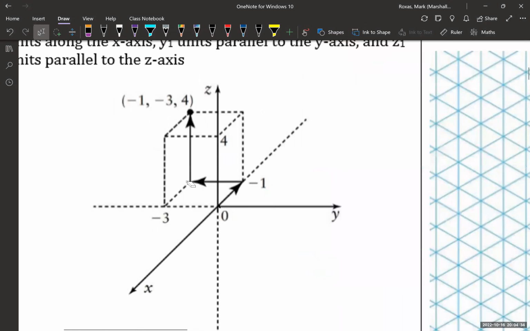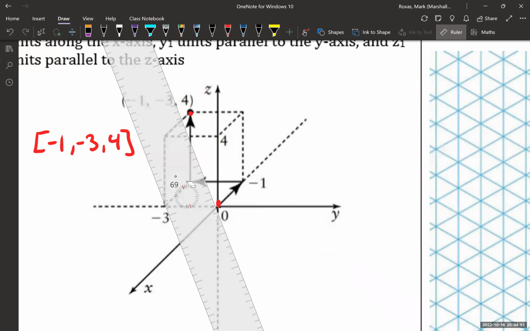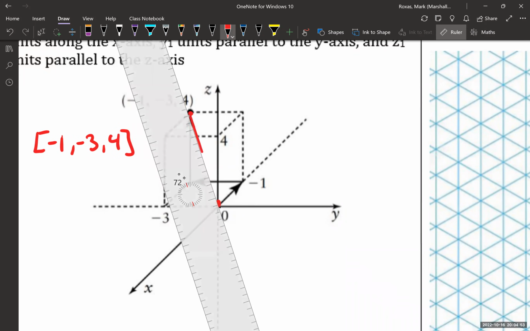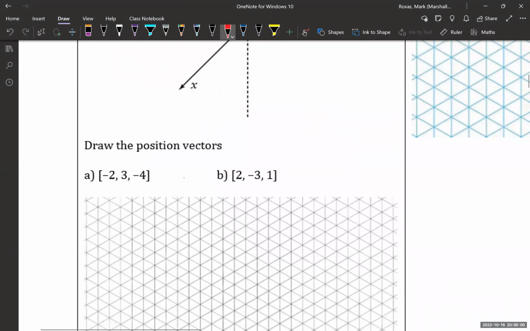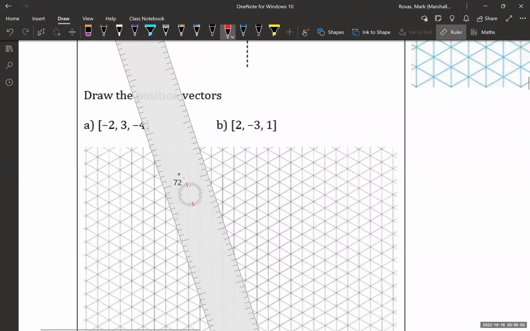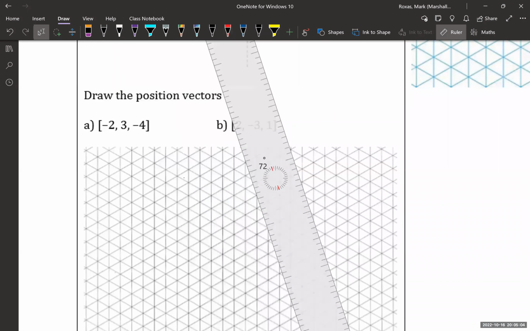If we're going to draw vectors, so that if we're going to say, hey, what is -1, -3, and 4, right? Then we're going to connect the origin to that point and draw that as a vector. I'll use a ruler to make that a straight line. There we go. So there's our vector in 3D space. Okay. So let's see. What if we have to draw our own? So here we go. The first vector I'm going to draw is -2, 3, and -4.